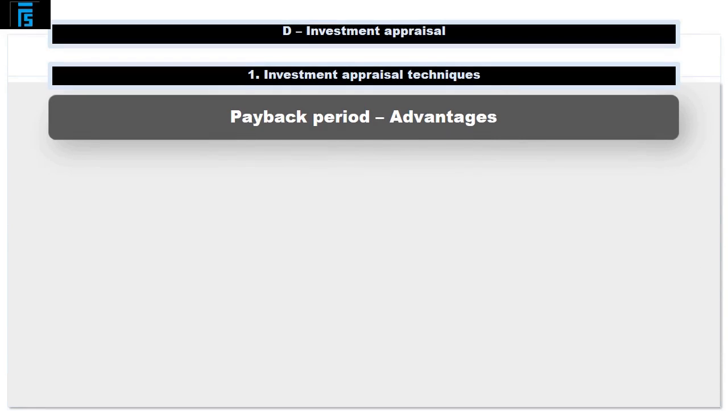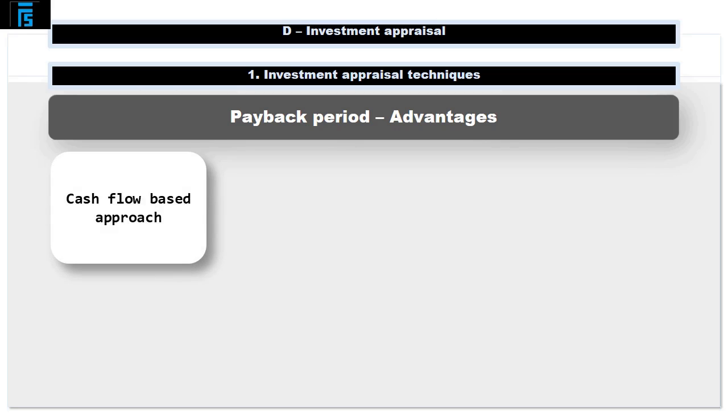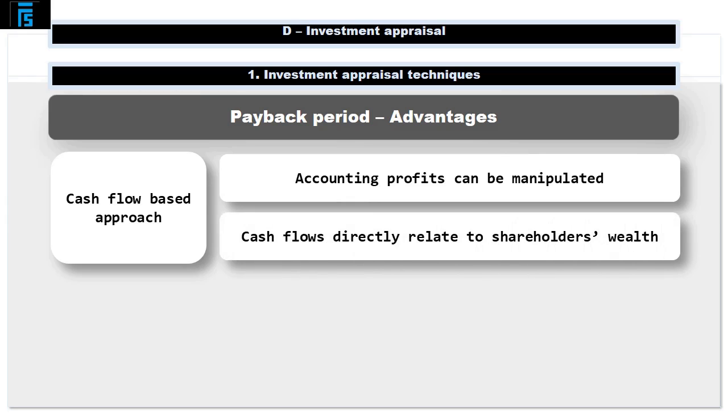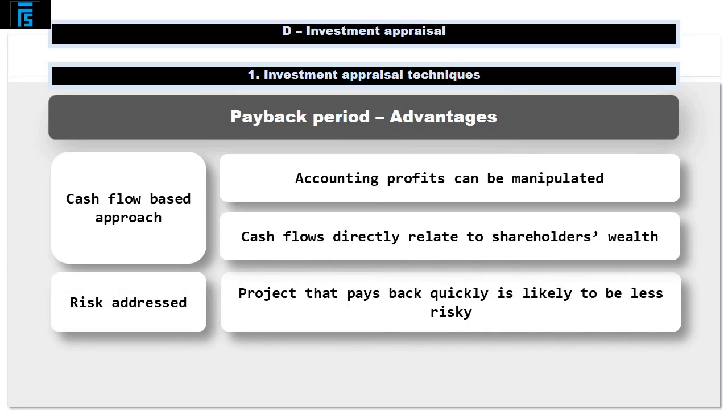Payback period has several advantages as an investment appraisal technique. It's cash flow based as opposed to accounting rate of return, which is based on accounting profits. Accounting profits can be manipulated, and cash flow more directly relates to the fundamental objective of maximizing shareholder wealth. It also gives the decision maker a feel for how risky the project is. A project that pays back quickly is likely to be less risky, as the near future is simply more knowable than the distant future.